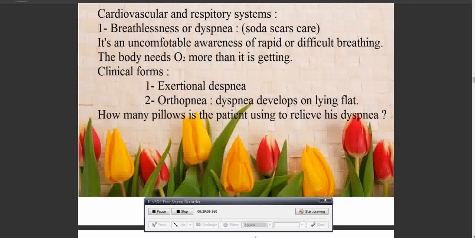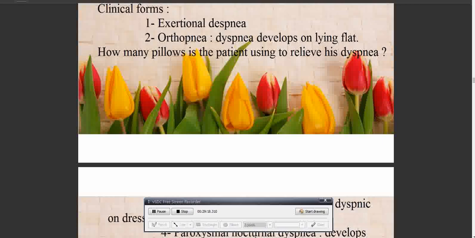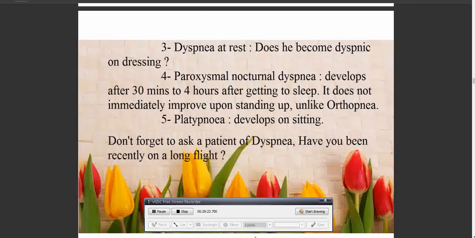So clinical forms: exertional dyspnea. Orthopnea, that is dyspnea that develops on lying flat. And how many pillows is the patient using to relieve his dyspnea? Dyspnea at rest, does it become distressing? Difficulty to breathe, as in it is difficult to breathe when you are dressing.